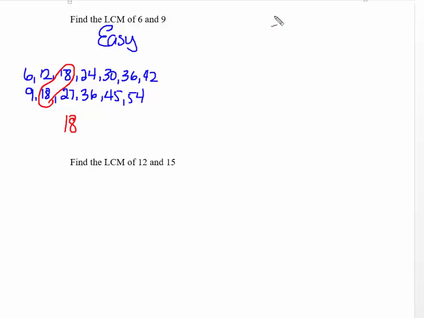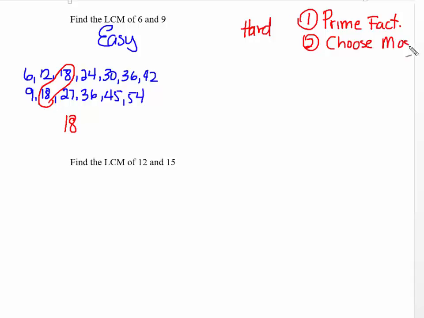The other one is what I call the hard method, and the only reason I call it hard is because it's got a couple extra steps. But it comes in really handy when we start making these lists out and out and out. I'm finding there's nothing in common. I can't find any list or any number in both lists that match up. So what we're going to do is it's got two steps. The first of all is the prime factorization. Okay, and then after we do the prime factorization, we choose the most of each factor. So let's see what that means.